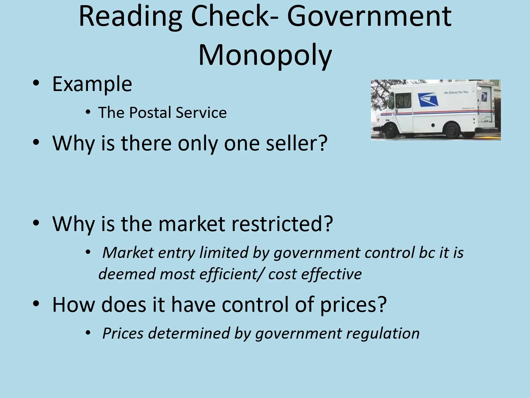Second type is what's called a government monopoly. This is where the government actually provides the service. They don't hire a company, they provide the service, like the Postal Service, the USPS, your friendly neighborhood postal workers deliver your mail. Only one company or only one organization does that. That's the federal government through the Postal Service.